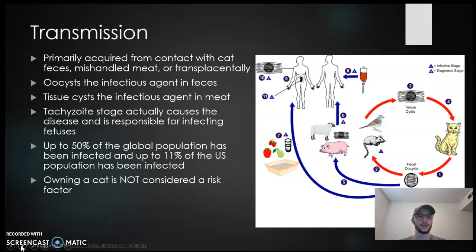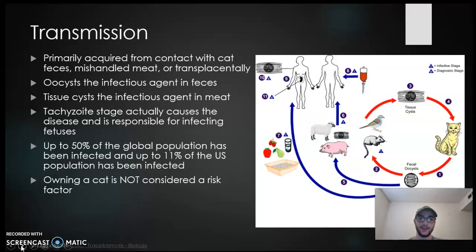So transmission, the big thing is tissue cysts in meat. Primarily pork, but just about anything else as well. The oocysts like to stick to fruits and vegetables. They can contaminate water, and they can sit in the environment for months, even years, if the conditions are just right. So the oocysts infect the litter, the fruit, the vegetables, the water.